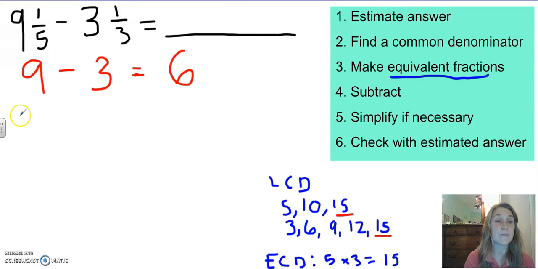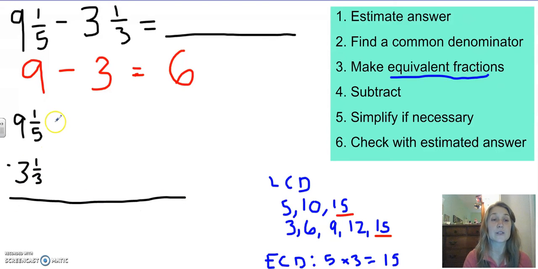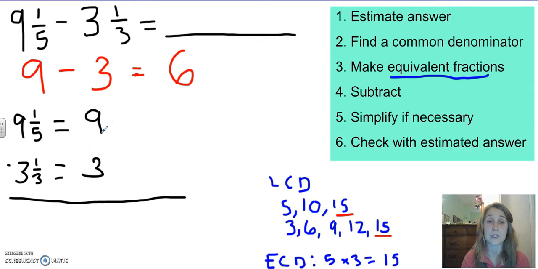I'm going to rewrite my fractions vertically, just because it's going to help me out as I make these equivalent fractions. 9 1/5 minus 3 1/3. All right, so I'm going to make my equivalent fractions, reminding myself before I do to bring over my whole numbers. 9 and 3. I don't want to forget them or it will vastly change my answer. Now, my equivalent fractions are going to have 15 as its denominator, because 15 was both my least common denominator and my easiest common denominator.